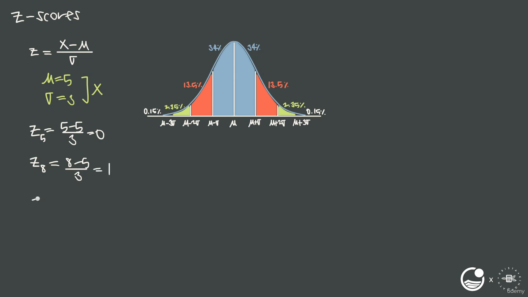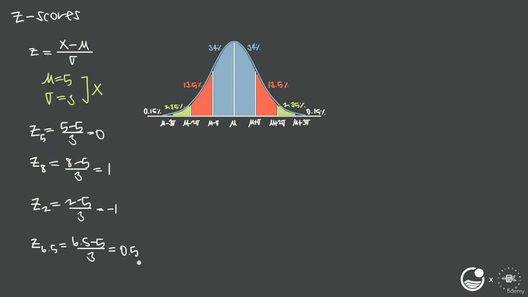If we pick, let's say, x equal to 2, we get 2 minus 5 divided by 3, which is equal to negative 1. And if we pick maybe x equals 6.5, we get 6.5 minus 5 divided by 3, which is equal to 1.5 divided by 3, or 1/2, or 0.5.